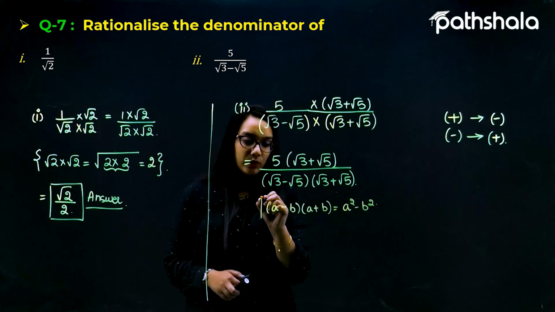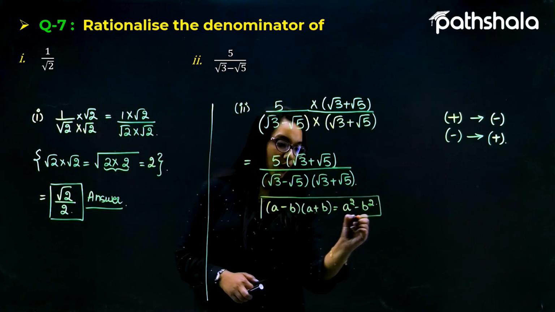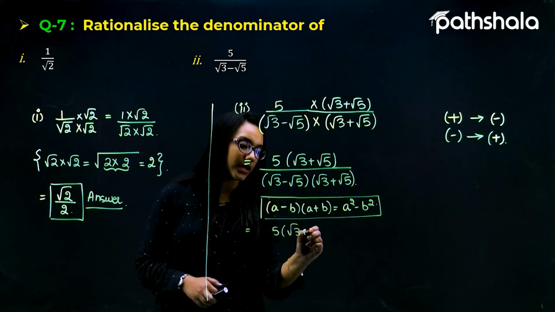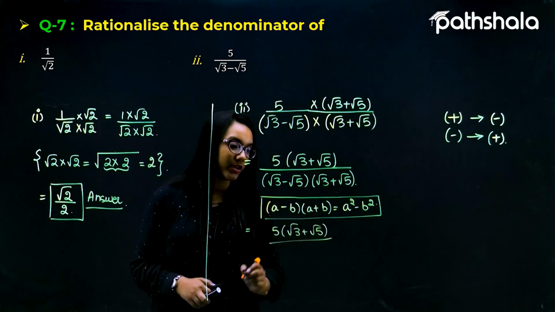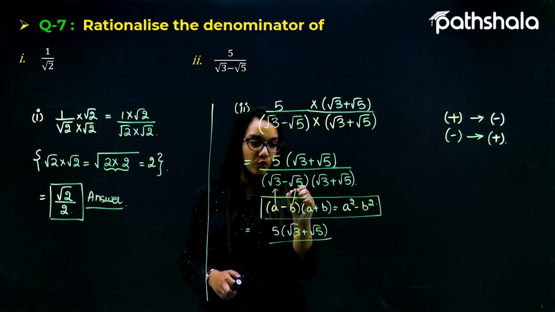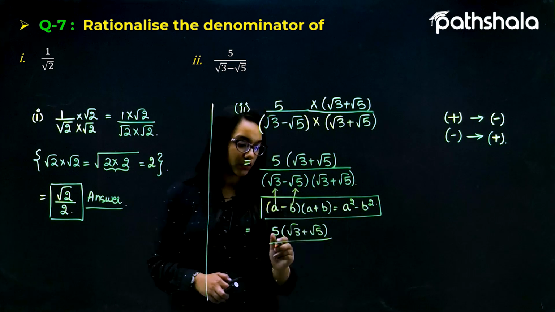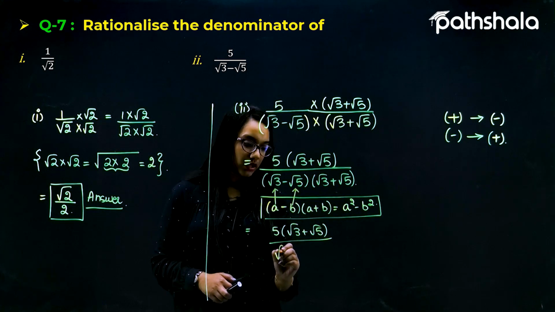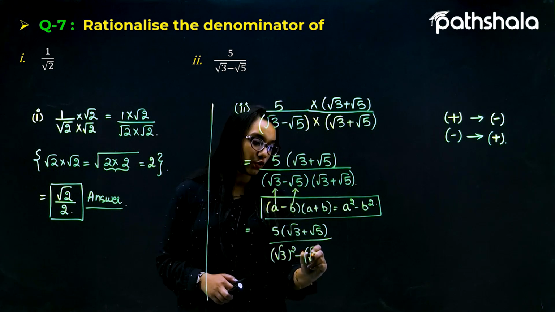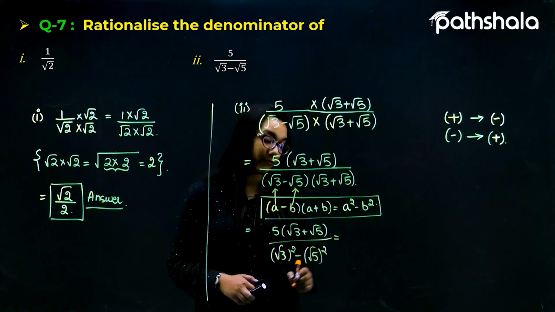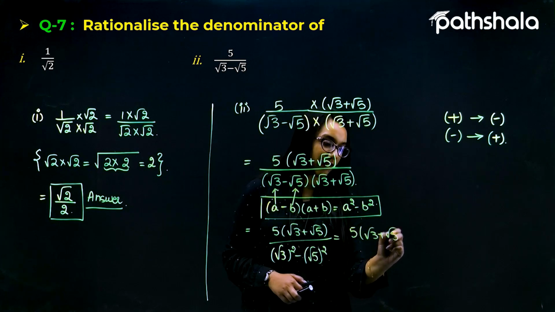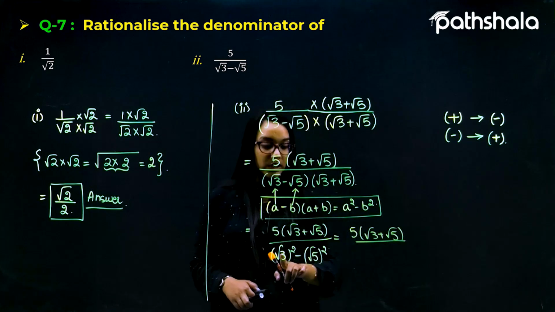Using this algebraic identity, we can solve the denominator. The numerator is 5 into root 3 plus root 5, and in the denominator we take a as root 3 and b as root 5. This results in a square minus b square, so it will be root 3 whole square minus root 5 whole square. When we solve it, we get 5 into root 3 plus root 5 in the numerator, and the denominator is root 3's whole square minus root 5's whole square.